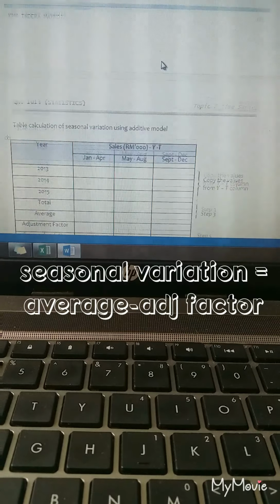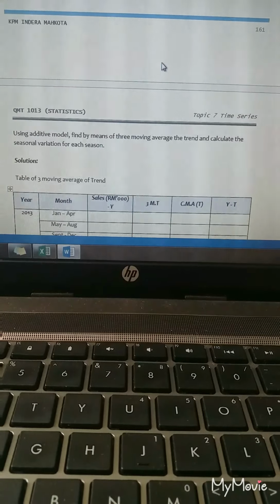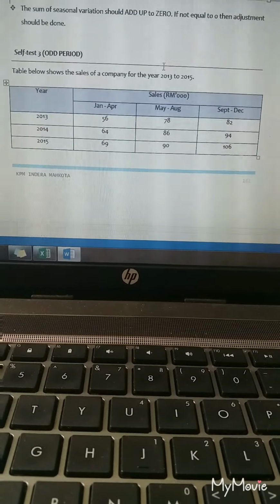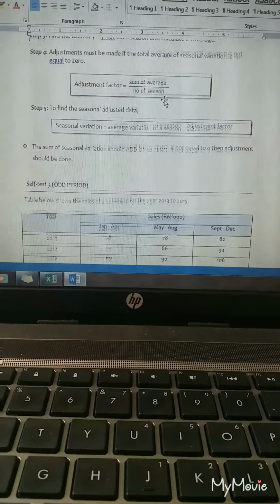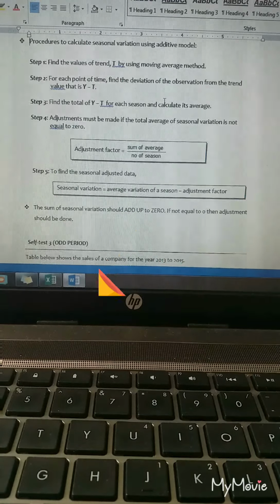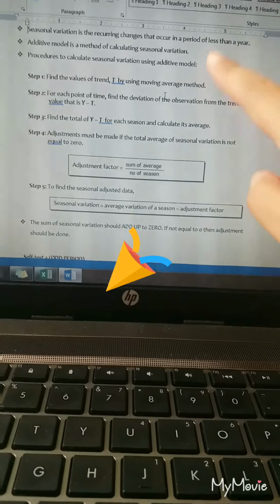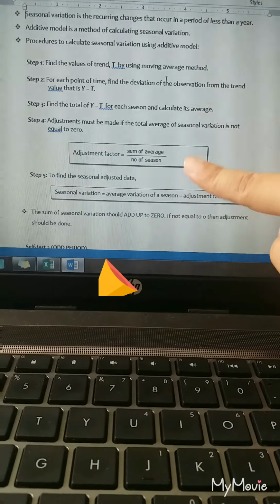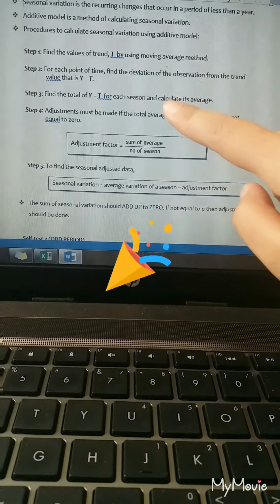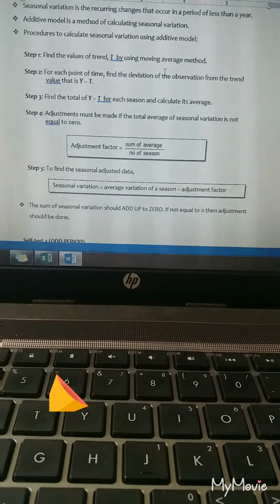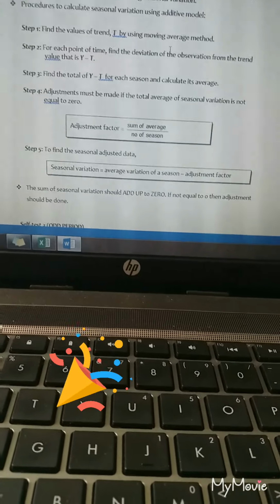I want you to look at the formulas. If you are not very sure of what I'm trying to say just now, you can check the formulas given here. These are some of the notes given just now: step 1, step 2, step 3, step 4 until step 5. Okay, thank you.